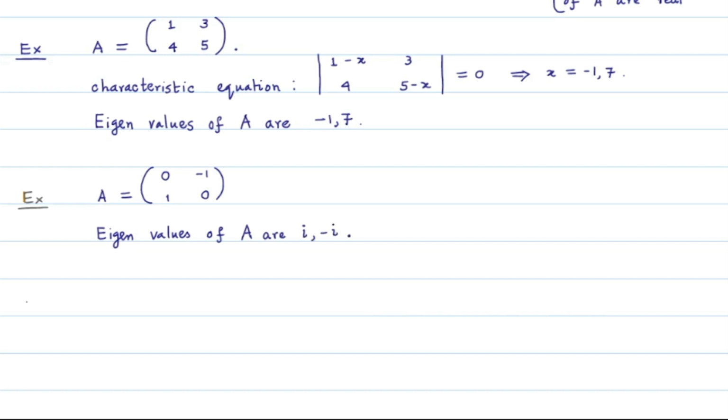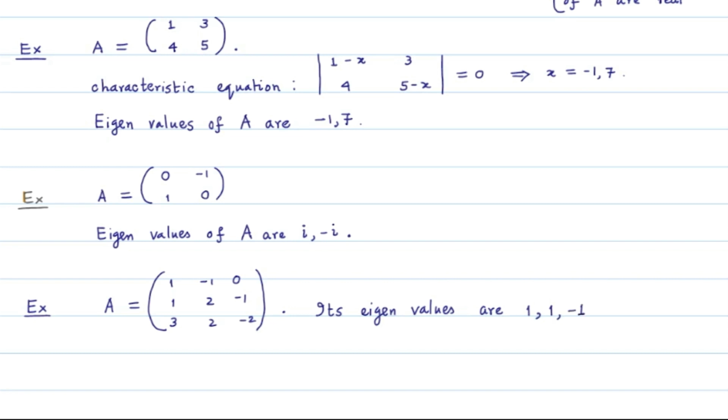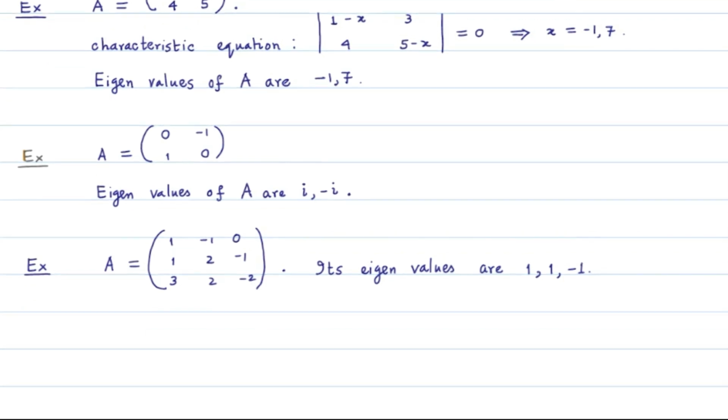Let me give you a home task here to identify eigenvalues of a matrix of order 3 by 3. Say capital A is equal to 1 -1 0 1 2 -1, and the last row is consisting of 3 2 and -2. Find its characteristic equation and show that its eigenvalues are 1, 1 and -1. We shall now discuss the concept of eigenvectors of a square matrix.